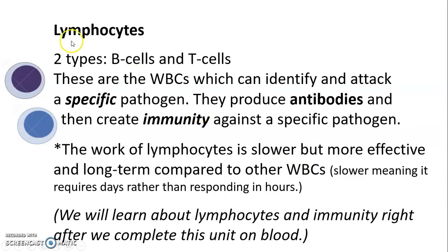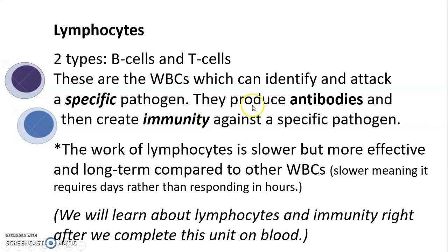Okay, next type of white blood cell, lymphocytes. Do you remember talking about them when we talked about the lymphatic system? There's lots of these in lymph nodes. So there's actually two types, B cells and T cells. We'll learn about them more later. These are the white blood cells which can be really specific. They can identify a specific pathogen and attack just that pathogen.